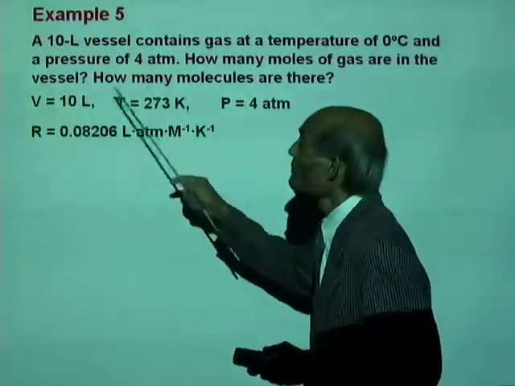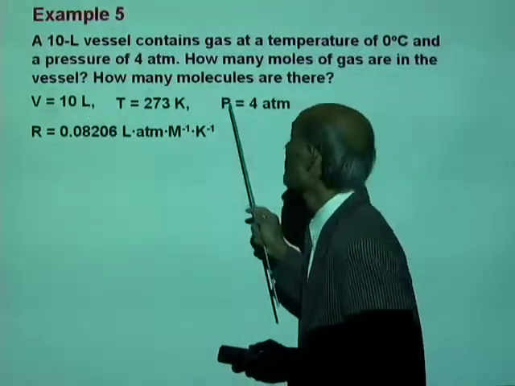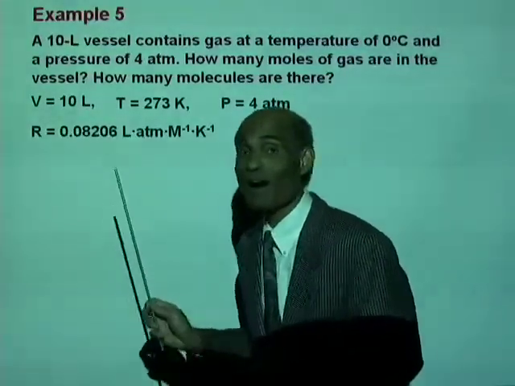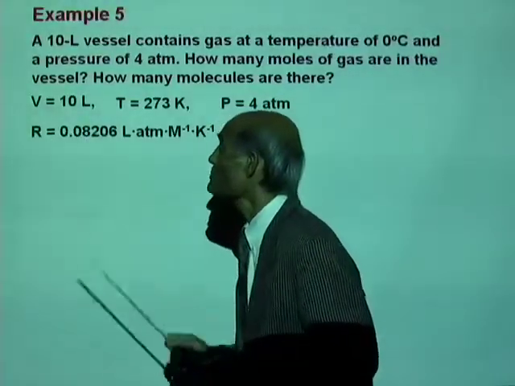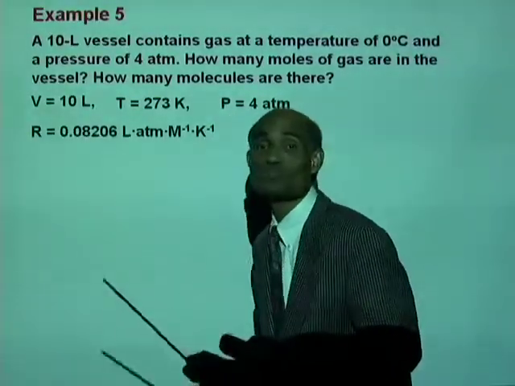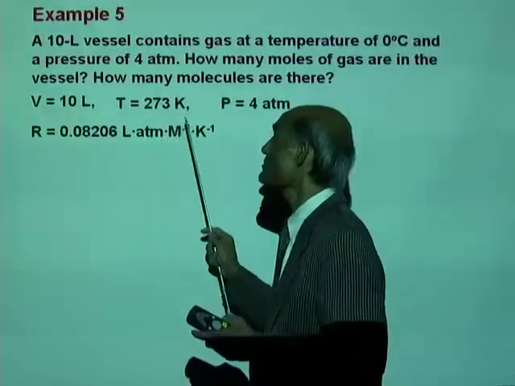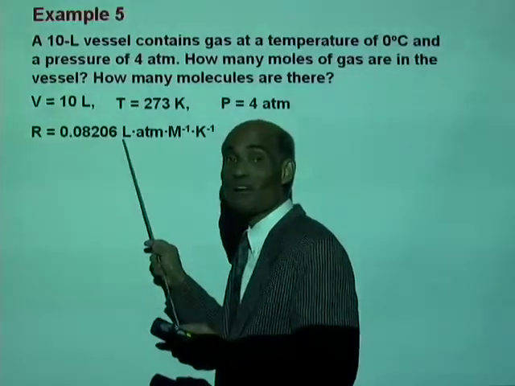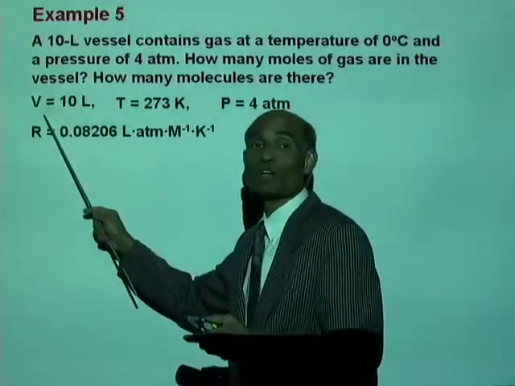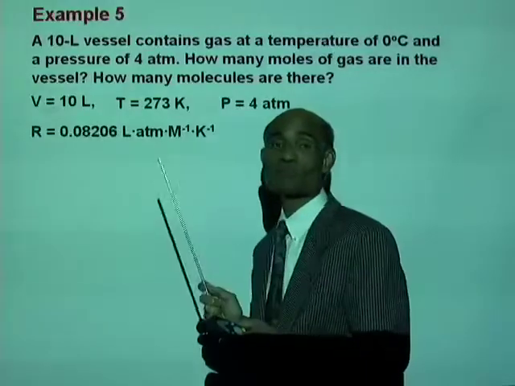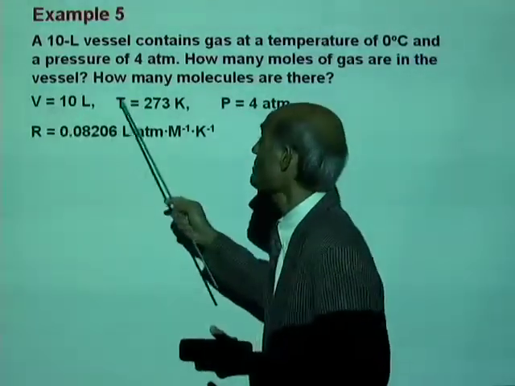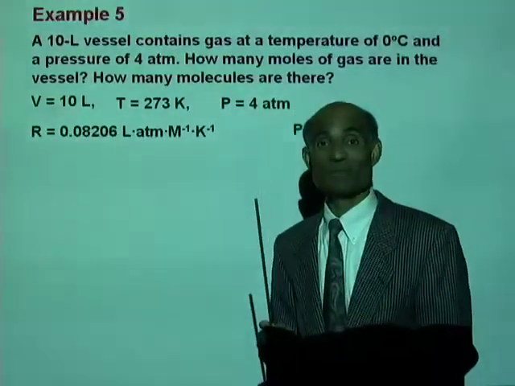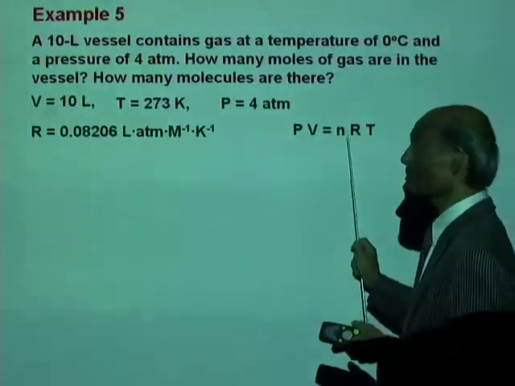Now remember, we have the volume in liters and pressure in atmospheres. Therefore, the value of R will be R equal to 0.08206 liter atmosphere per mole per Kelvin. Always remember to use the right value of R depending on the units of volume and pressure. So we have the volume, temperature, pressure, and the value of R. We can now obtain the value of n.